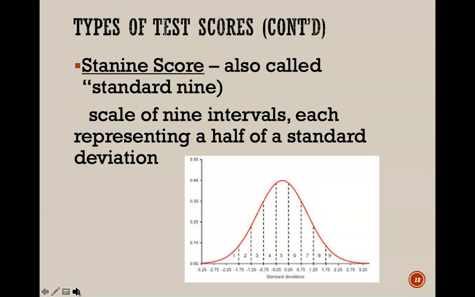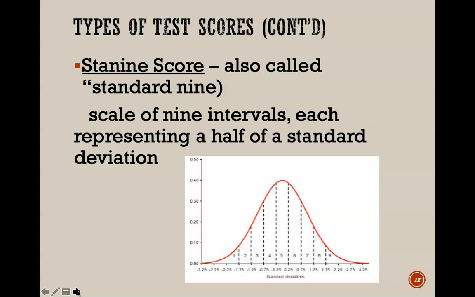We also have what's called the stanine scores, also called the standard nine. What they do is they just take that bell curve and divide it up into nine slices, and number them from 1 to 9, starting on the left-hand side. So if you have a standard normal distribution, it has a mean of 0 and a standard deviation of 1, then it means the stanines have a mean of 5 and a standard deviation of 2.